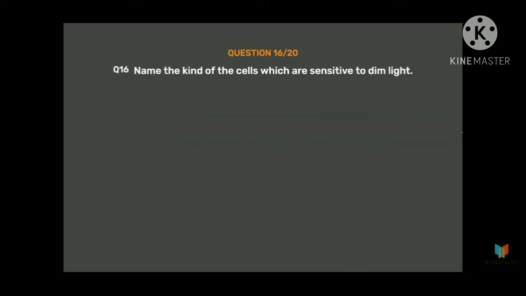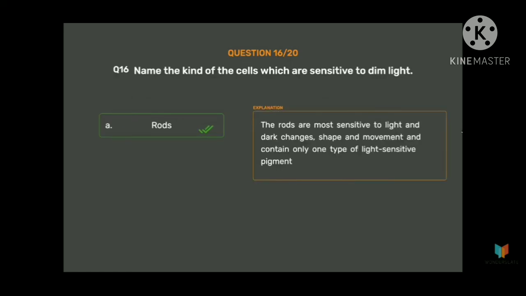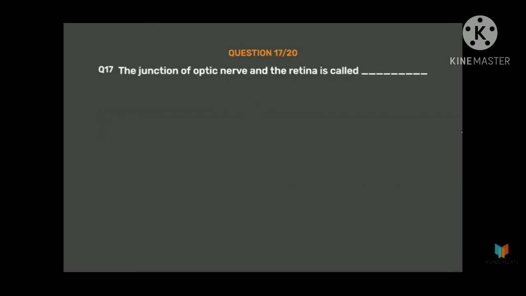Question number 16. Name the kind of the cells which are sensitive to dim light. Option A, rods. Option B, cones. Option C, both of them. Option D, none of these. The correct answer is option A, rods. The rods are most sensitive to light and dark changes, shape and movement, and contain only one type of light-sensitive pigment.